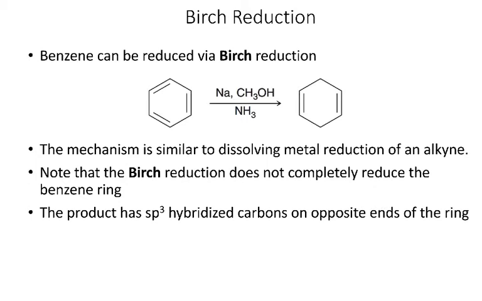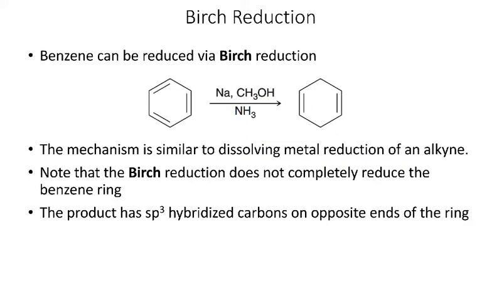Another way that we can reduce benzene is with a process called Birch reduction. It's named for an Australian scientist who studied a lot of the details of this reaction. And the reagents may look familiar. Last semester, to selectively reduce an alkyne, we used dissolving metal reduction, which gave us the trans alkene, and we used sodium in liquid ammonia. Well, if we use similar agents, sodium and liquid ammonia, in the presence of methanol, we'll get this Birch reduction.